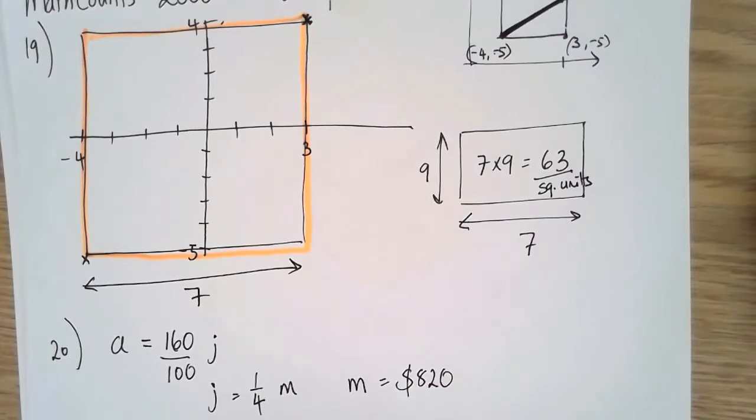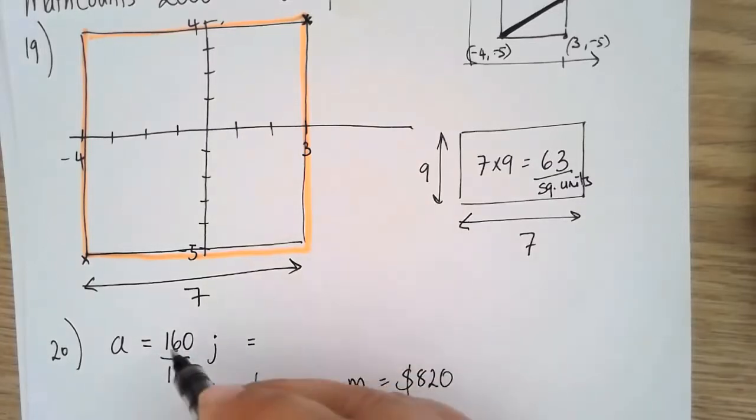So Jeff's is $820 divided by 4. Instead of the M, I've got this in here. I can divide this by 4, which gives me $205. So Jeff is $205. And then we can put Jeff's into here.